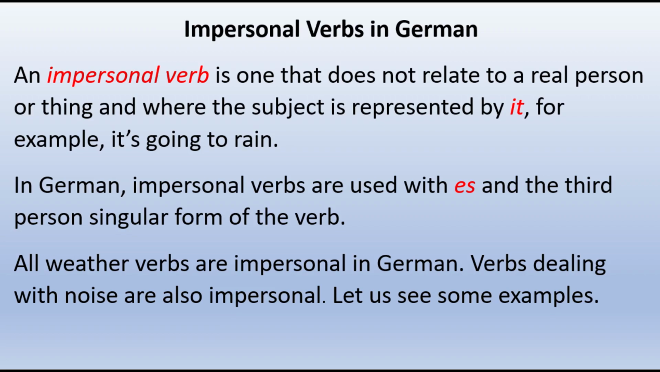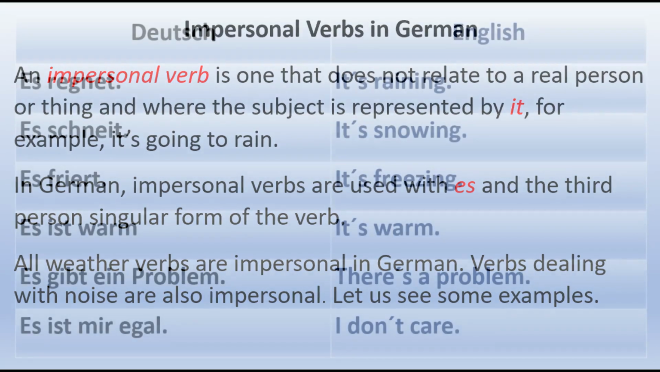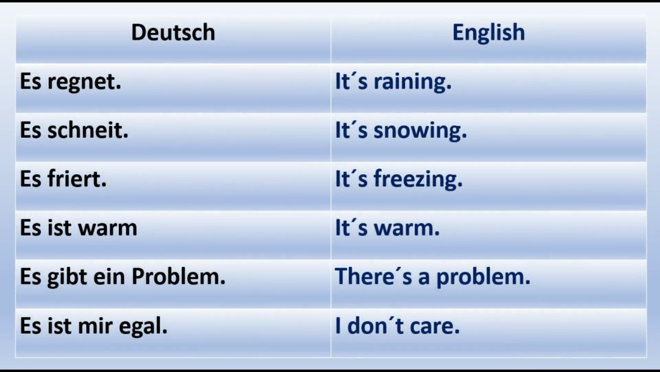All weather verbs are impersonal in German. Verbs dealing with noise are also impersonal. Let us see some examples. Es regnet. It's raining. Es schneit. It's snowing.